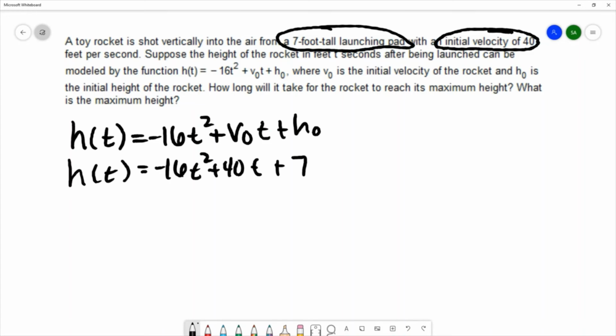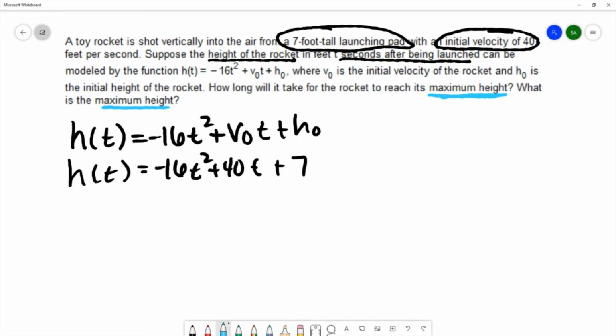So this function models the height of the rocket in feet, t seconds after it is launched. That means that if we choose a value of time to substitute into this function, we're going to get the height of that toy rocket at that moment in time. The question here says, how long will it take for the rocket to reach its maximum height? And what is that maximum height?